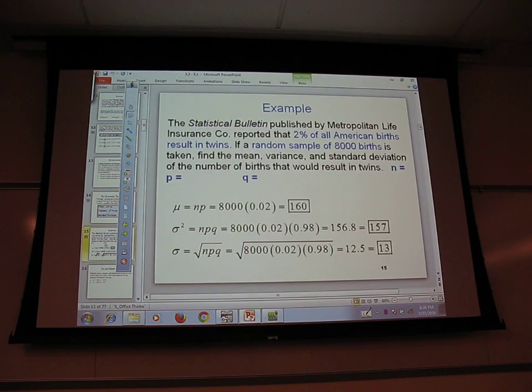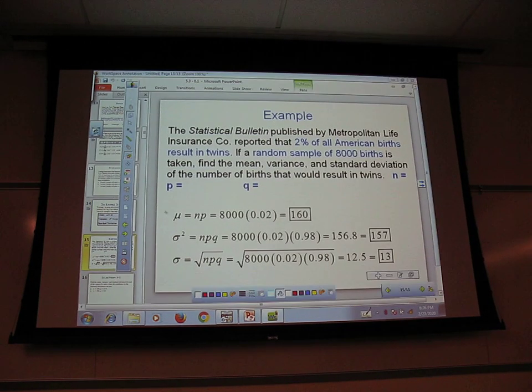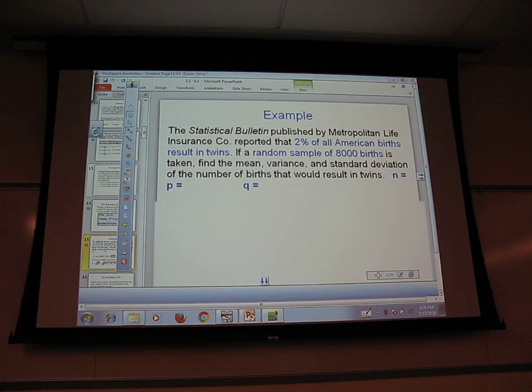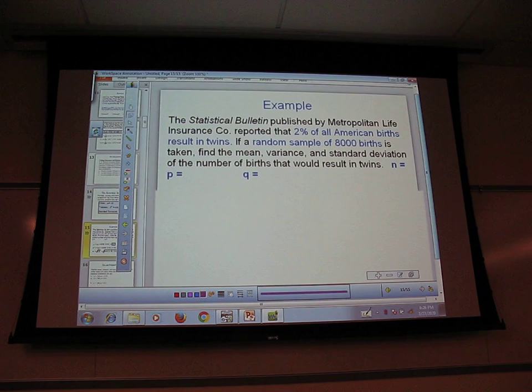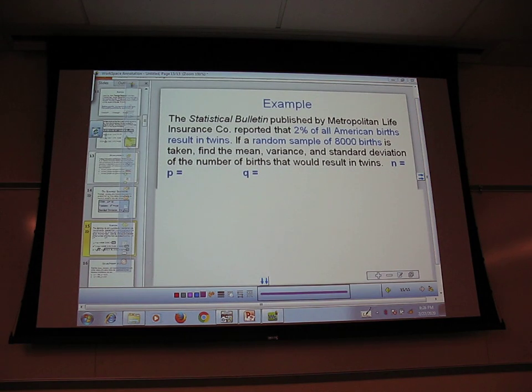Here is an example. Let's get a reader. How about Noe? Go ahead and read. The statistical bulletin published by Metropolitan Life Insurance Incorporated reported that 2% of all American births result in twins. If a random sample of 8,000 births is taken, find the mean, variance, and standard deviation of the number of births that would result in twins.